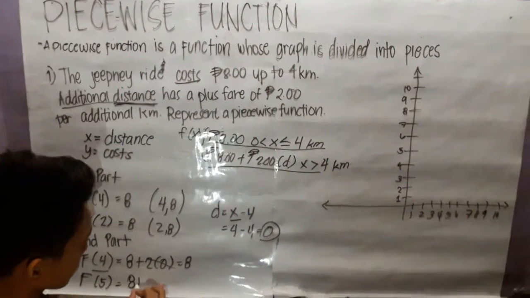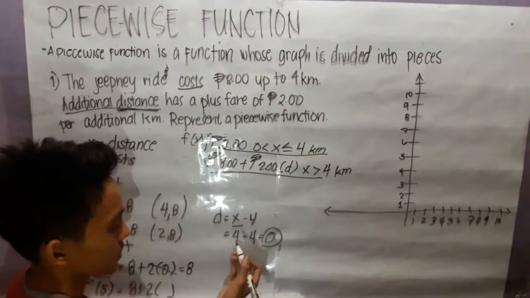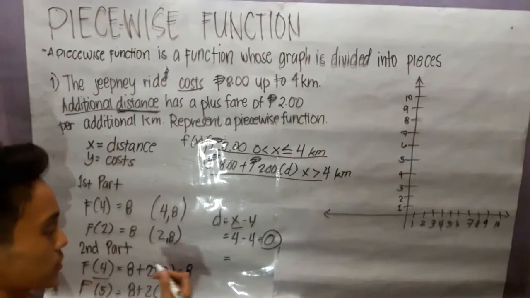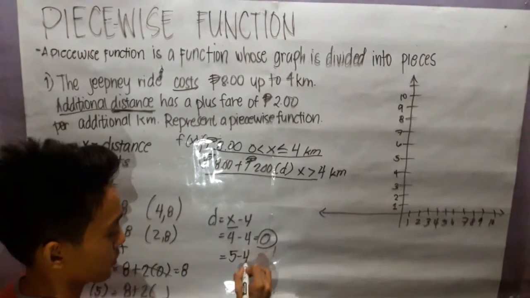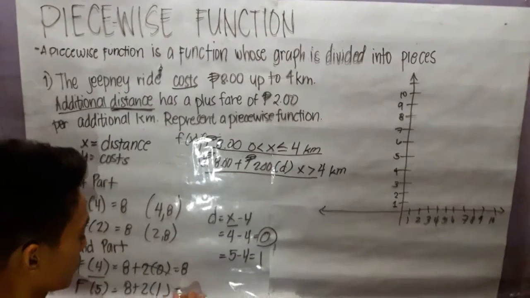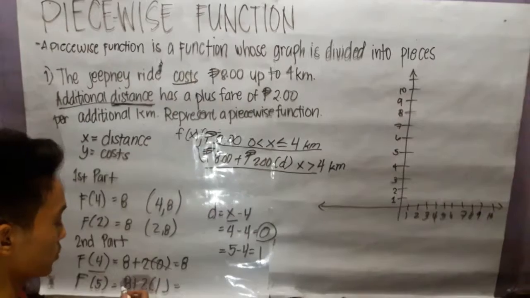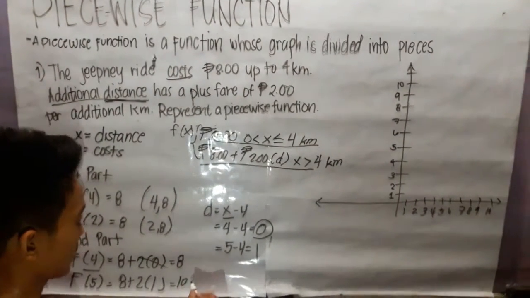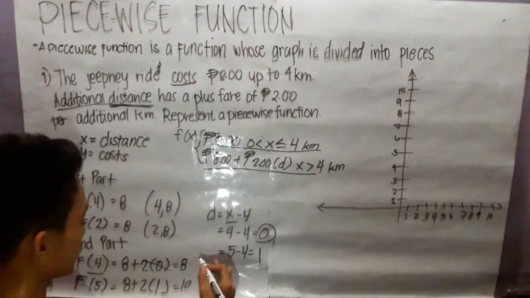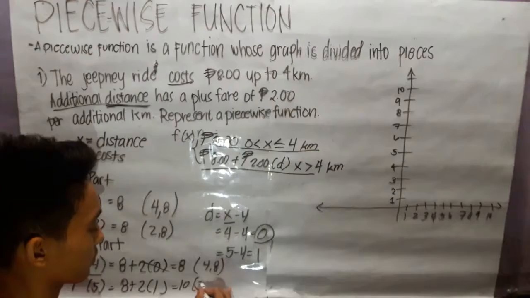So the formula, to find the distance, na katulad ng sinabi ko kanina, we will substitute the 5. So 5 minus 4 equals 1. So we have the distance of 1. And now we will solve it. So 2 times 1 is 2 plus 8, so 10. And now we have the coordinates of the second part, which is 4, 8, and 5, 10.